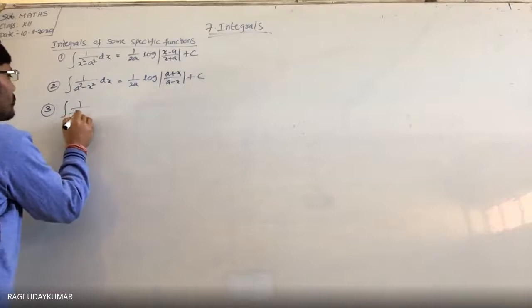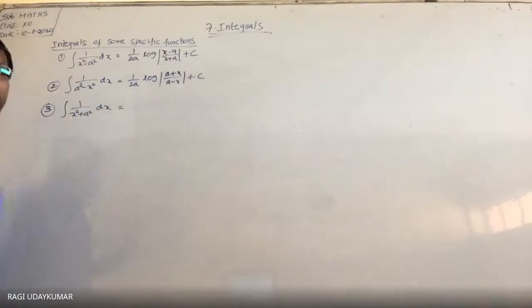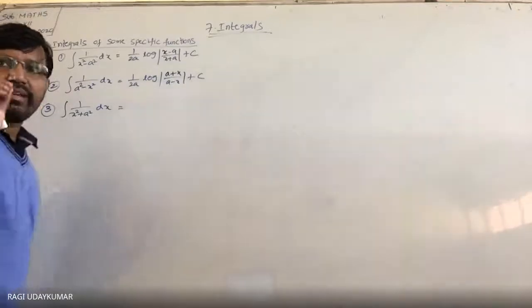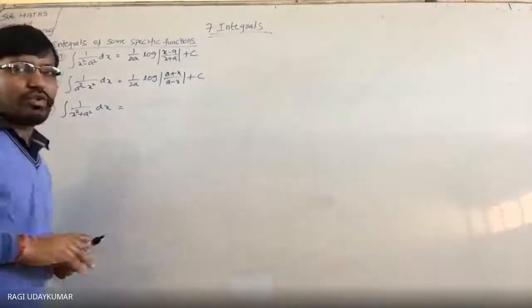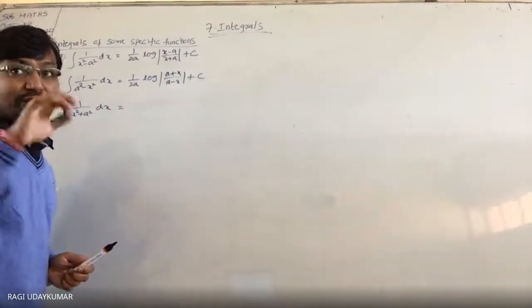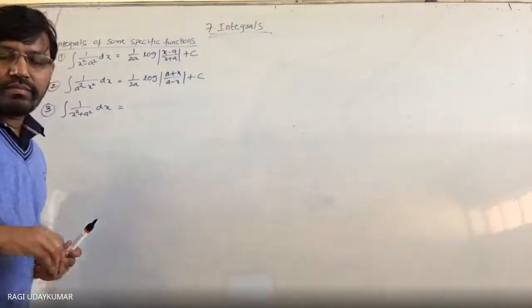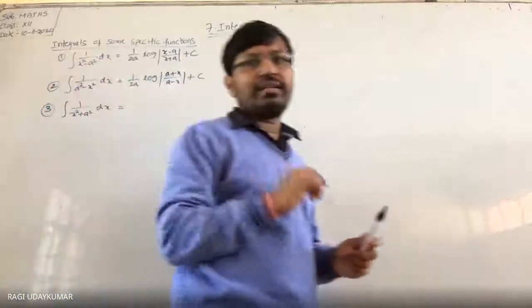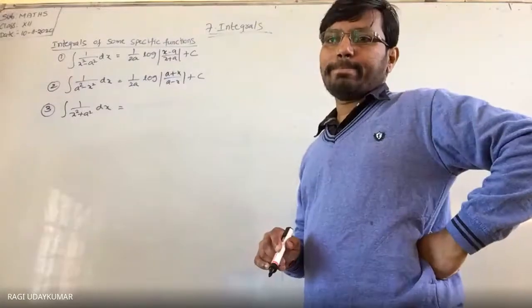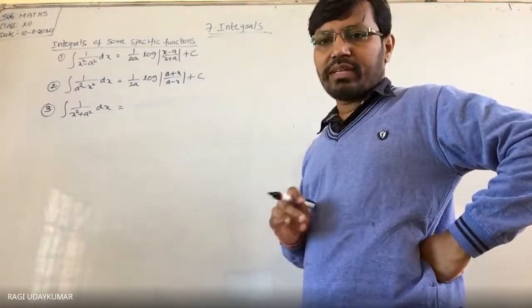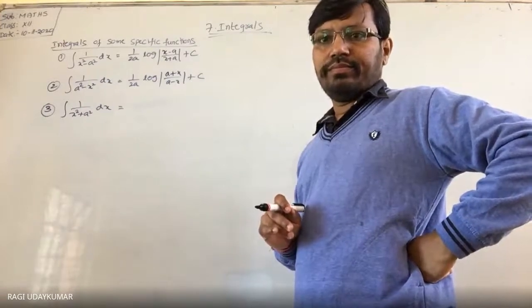The next thing is very easy. X square plus a square dx. This one, in the place of x you substitute tan theta. In the place of x you substitute tan theta, then automatically you are going to get it. And this is equals to, this is in what form it is looking like? Integration of 1 by 1 plus x square is equals to tan inverse of x.